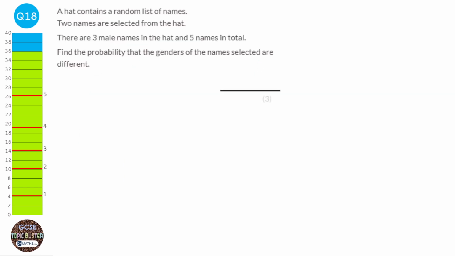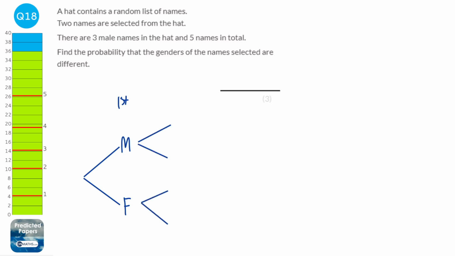So we're going to first of all draw a tree diagram for this information. You don't have to, but it is easier to understand what's going on. And so the first choice will be the first pick. It'll either be male or female. And the second choice will be the same, male and female. And looking at the questions, there are 3 male names in the hat and 5 names in total.